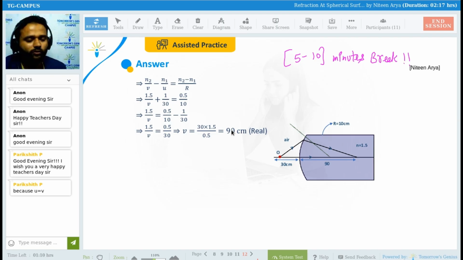After the break, we are going to do one more question, and then what is the lens maker formula and everything. Okay. After this, in this particular lecture, there is something which is going to be very time taking. Easy concept is going to be.